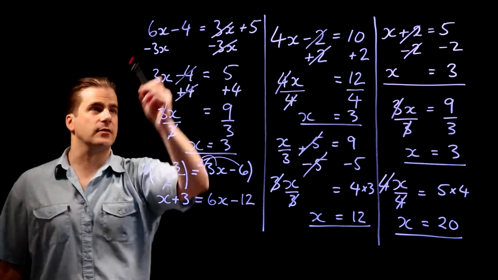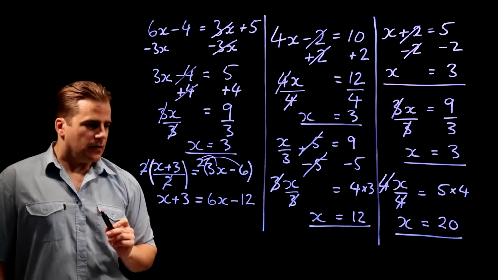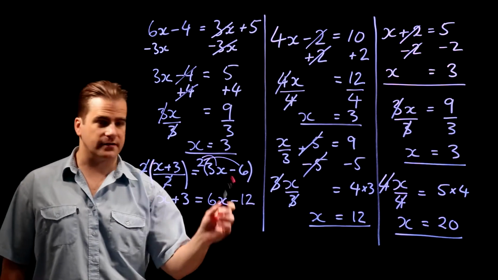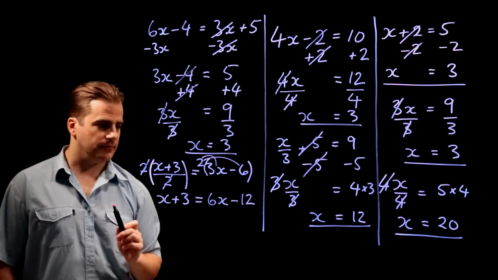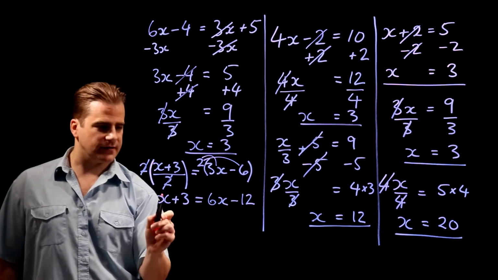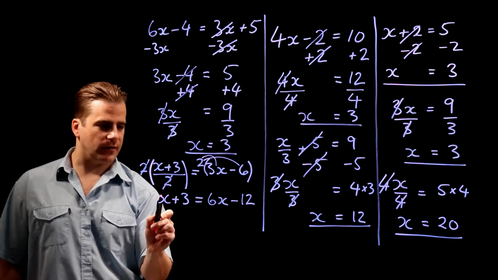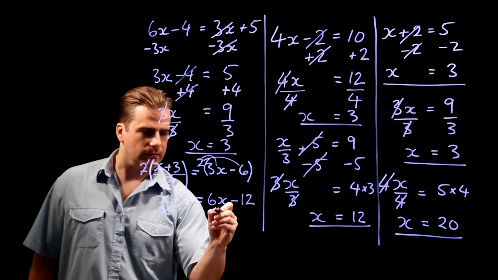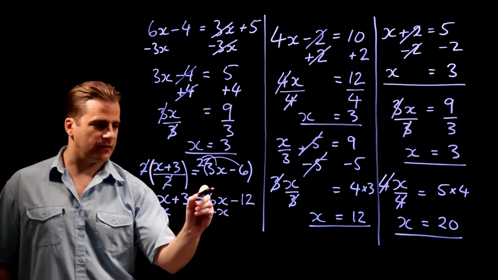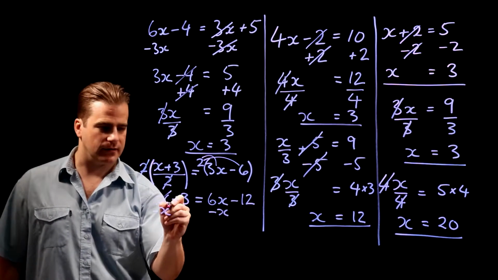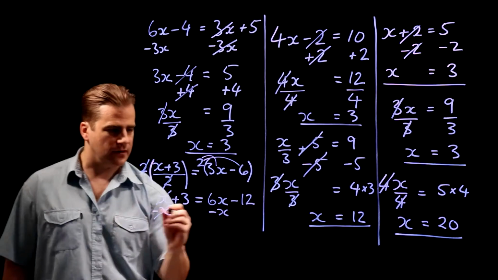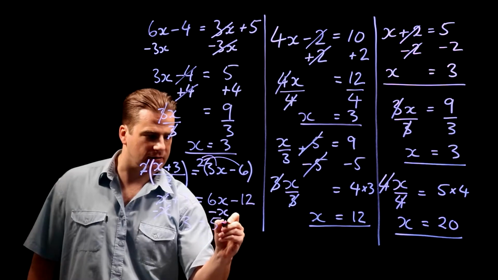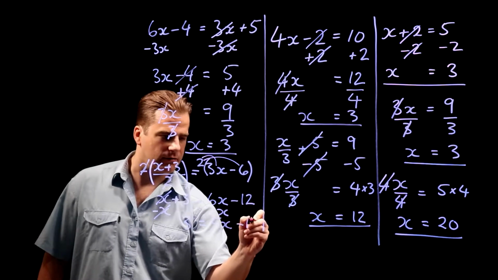So it looks similar to this one now. Right, so we've got two terms of x. So like before, get all the x's on one side and all numbers on the other. So that's plus 6x and that's plus 1x. So if I subtract x from both sides, then we'll be left with 5x here and no x's there. X minus x is 0. So we're left with 3 equals 6x minus x is 5x minus 12.